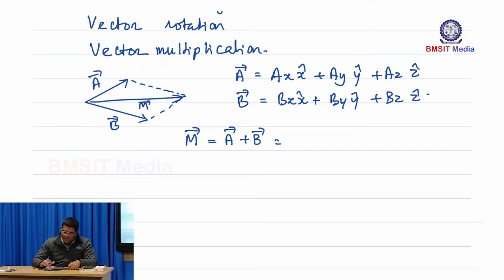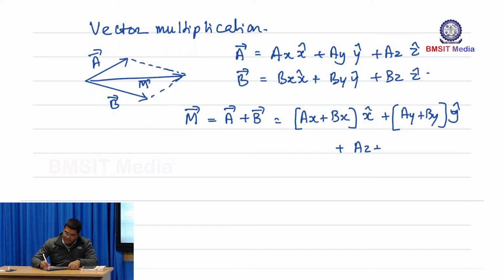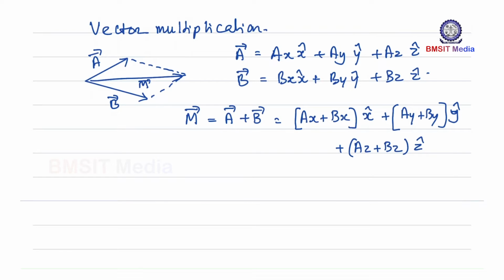Only the x components, if you add, will become Ax plus Bx. These are the x components. So you only add these two and assign the x direction to this. Then the y components, Ay plus By, again assigned the direction y, and the last is Az plus Bz, assigned the direction z. So this is how you will be adding it.